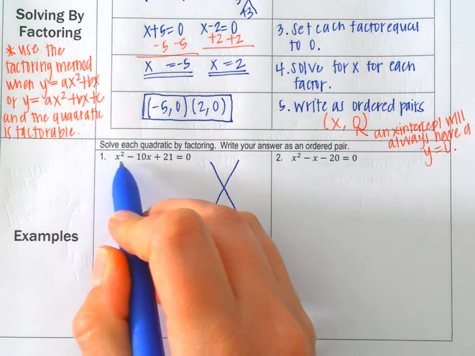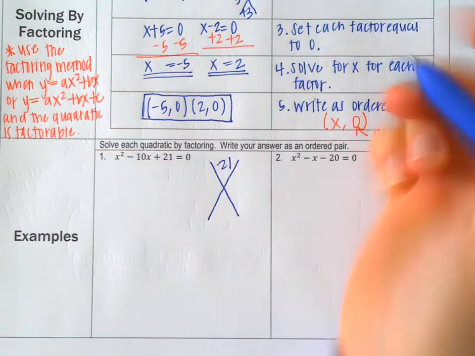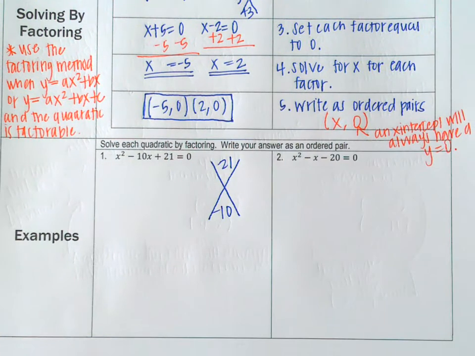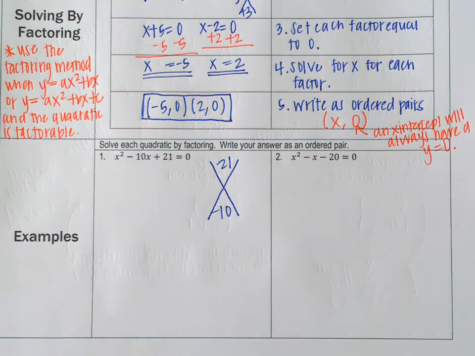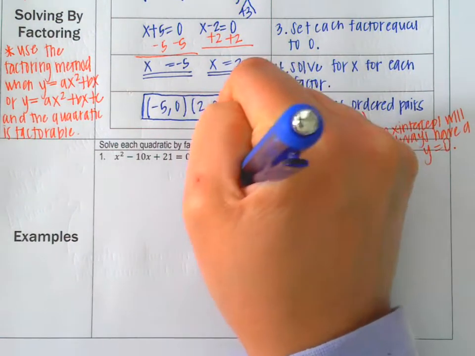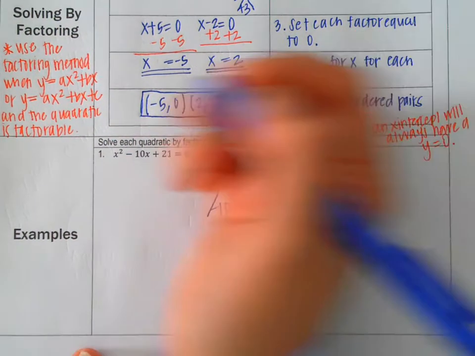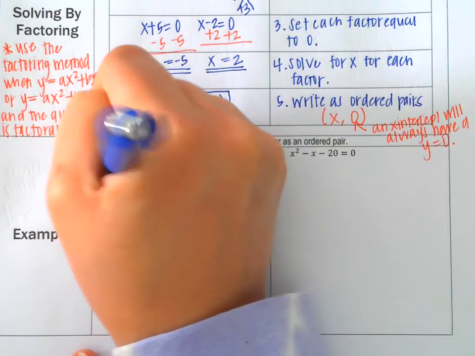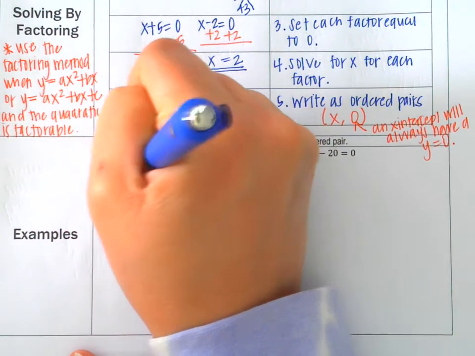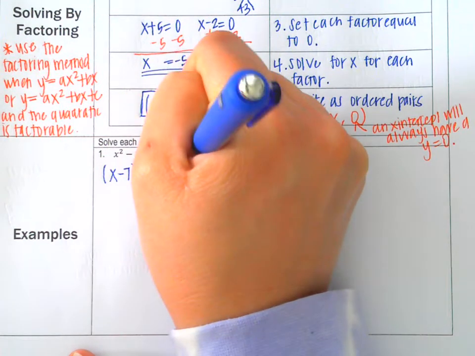So I'm thinking, what two numbers multiply together to get me 21 and add to get me -10? So think about those two numbers. What are my two numbers that multiply together to get me 21 and add to get me -10? And if you're thinking -7 and -3, you would be correct. And now we can go straight to the shortcut because a is equal to 1. So I'm going to factor x minus 7, x minus 3 equals 0.